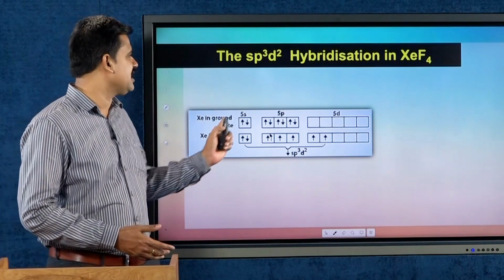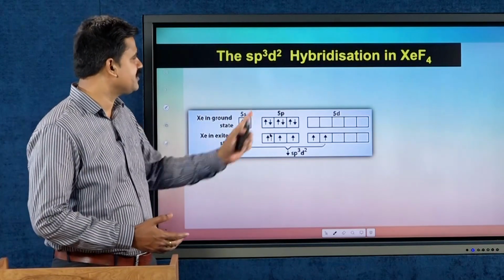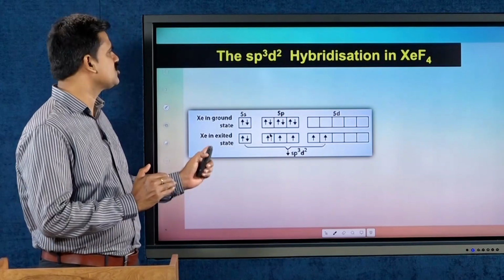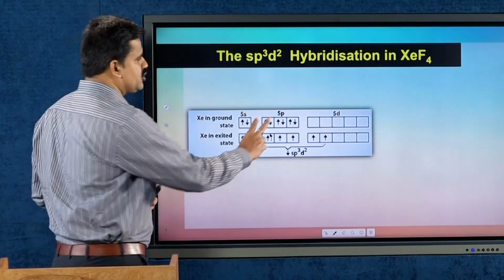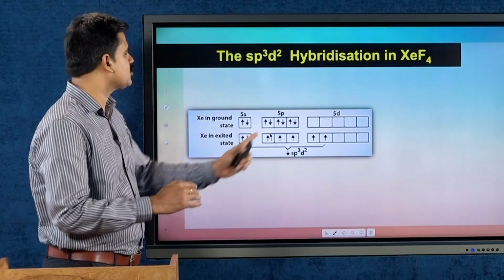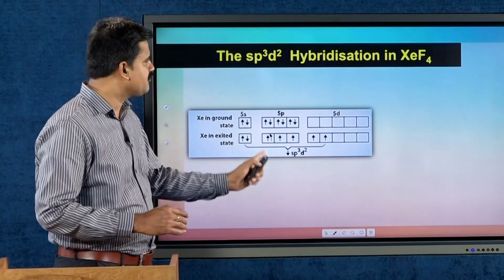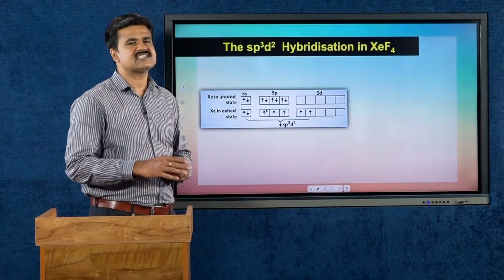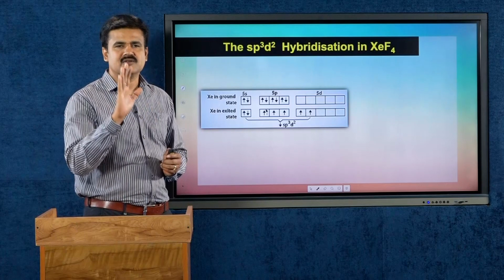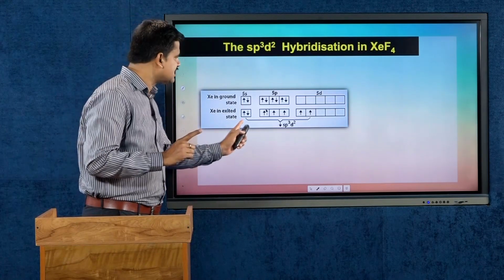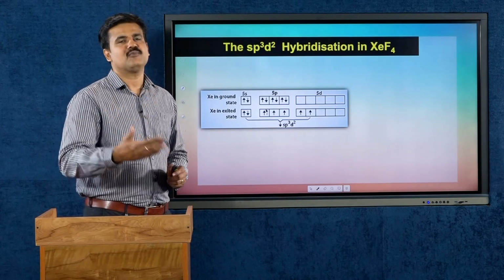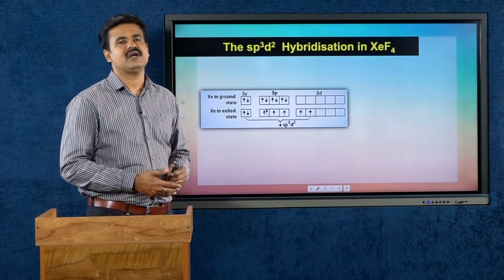Here the central atom xenon has a ground state electronic configuration of 5s2, 5p6 and 5d0. There are no d electrons present here in the ground state, and during the formation of the XeF4 molecule, 2 electrons from the 5p orbitals are excited to the 5d orbital, leading to this electronic arrangement of 5s2, 5p4, 5d2. In this arrangement you can see the presence of 4 half-filled orbitals and 2 completely filled orbitals. In sum you are having a total of 6 orbitals. These 6 orbitals, that is 1 s orbital, 3 p orbitals and 2 d orbitals, undergo hybridization to produce the XeF4 molecule, that is, the central atom exhibits sp3d2 hybridization.